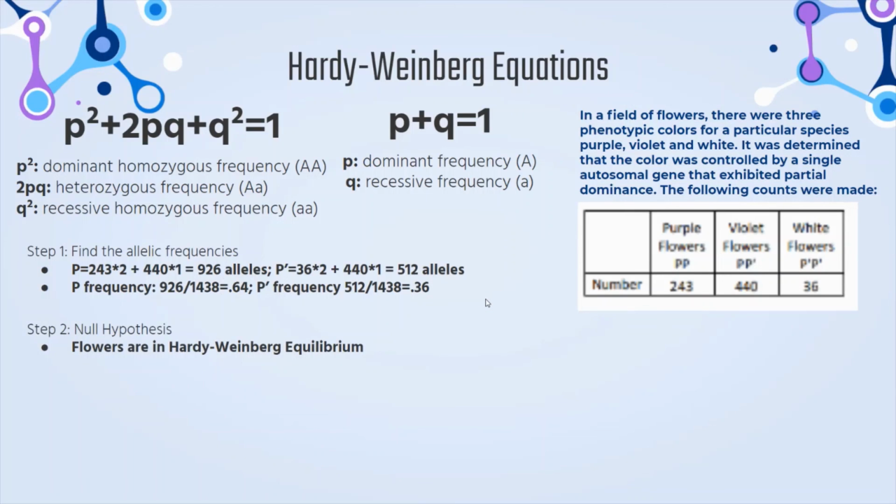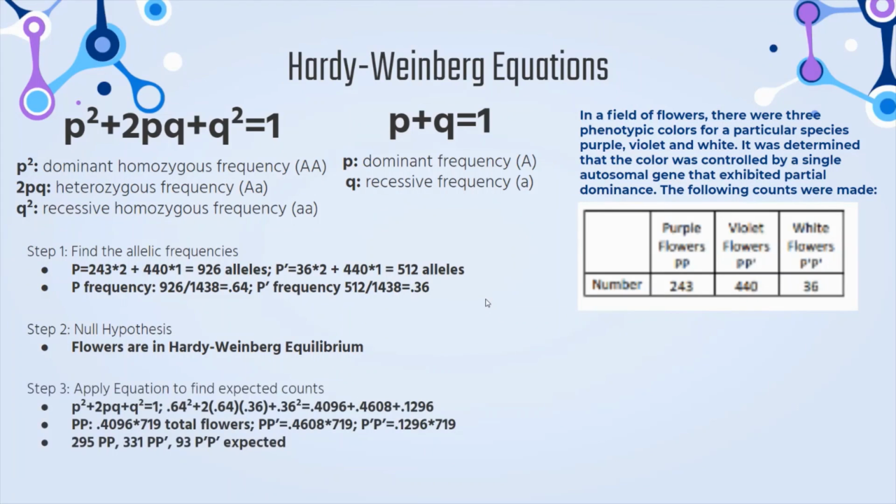The next step is to state our null hypothesis, and our null hypothesis is that the flowers are in Hardy-Weinberg equilibrium. Next, we will apply the equation in order to find the expected counts. The Hardy-Weinberg equation is p squared plus 2pq plus q squared is equal to 1. Using the frequencies that we found, we get 0.4096 plus 0.4608 plus 0.1296.